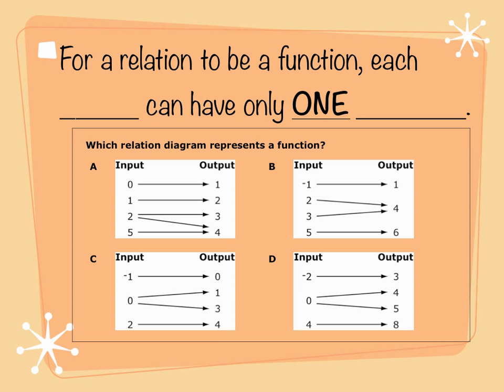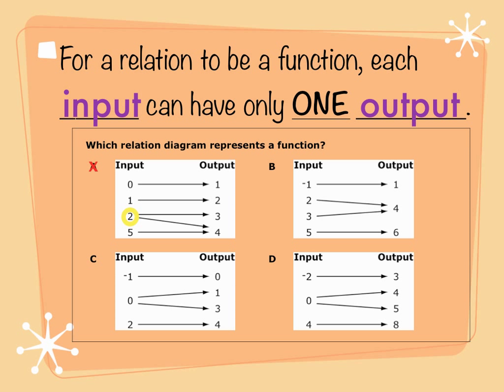For a relation to be a function, each input can have only one output. So if you look at this example, it says which relation diagram represents a function. If you look at the inputs of diagram A, you notice 0 has one output, 1 has one output, but when you get to 2, notice it has two outputs, both 3 and 4, which means this cannot be a function.